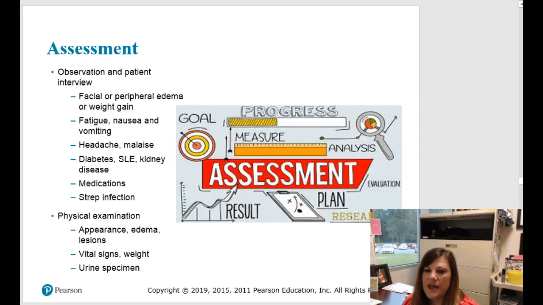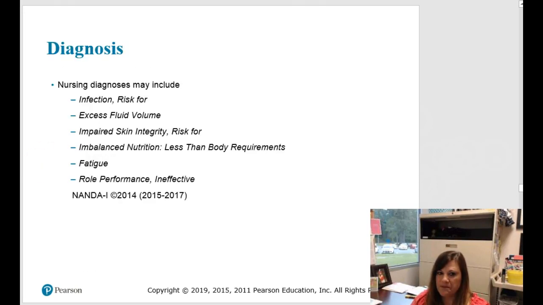What are we going to assess? Sort of all the things that we've already talked about, but especially for facial or peripheral edema or weight gain, fatigue, nausea and vomiting, headache and malaise. Check to see what their history is as far as diabetes, lupus, kidney disease, and of course ask if they've had a recent strep infection, medications as well, and check out their physical appearance for that edema, vital signs, weight.